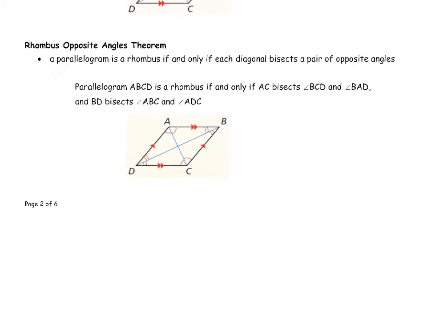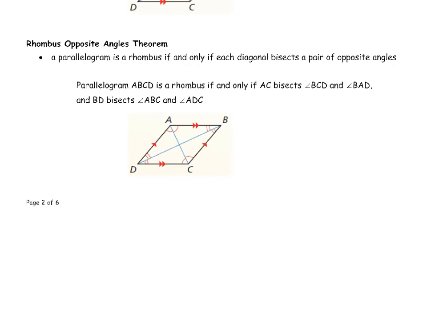A rhombus also has an opposite angles theorem. A parallelogram is a rhombus if and only if each diagonal bisects a pair of opposite angles. So notice here, angle B is split into two congruent pieces, along with angle A, same thing, along with angle D, and along with angle C. And still, opposite angles are congruent to each other, okay? So that's what you're seeing here with the rhombus opposite angles theorem.